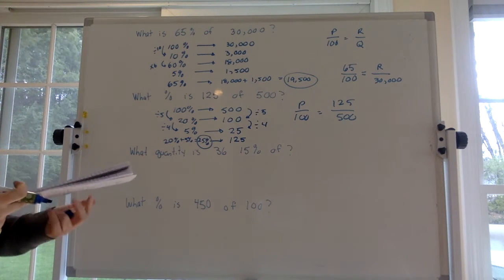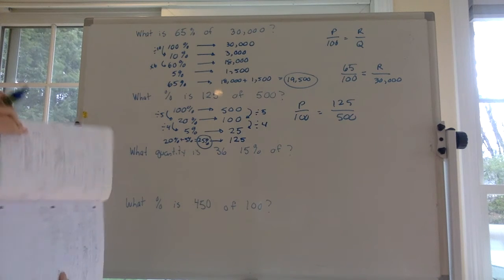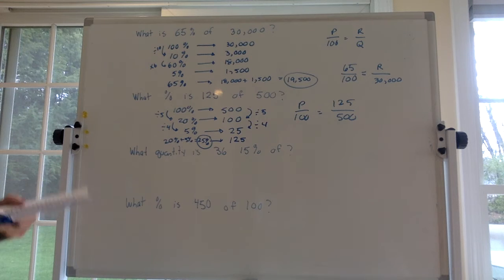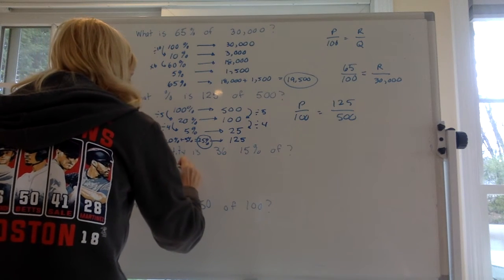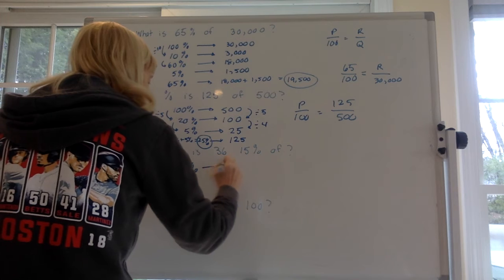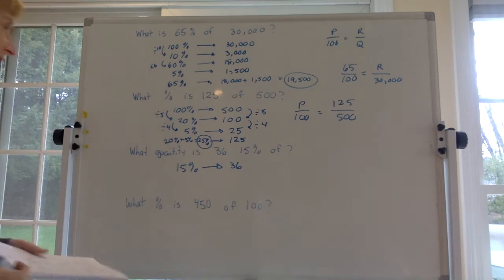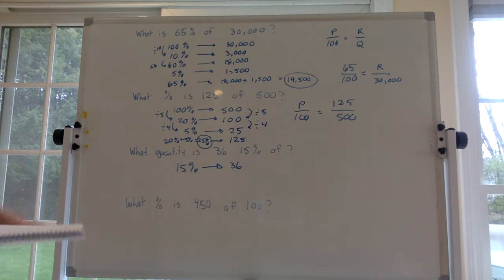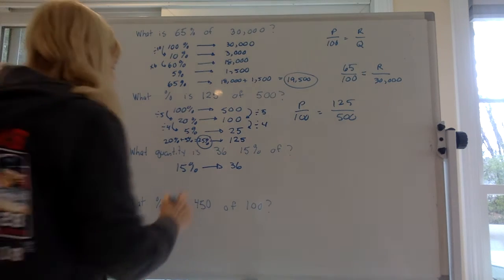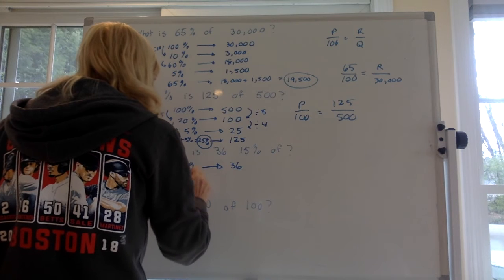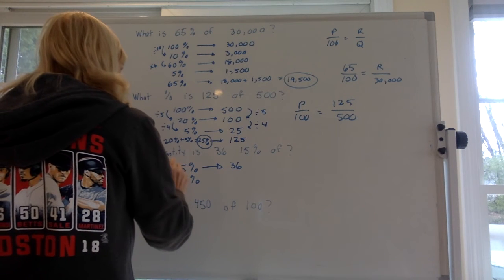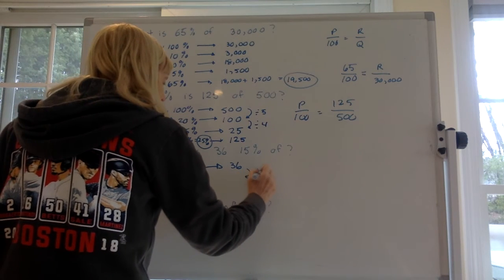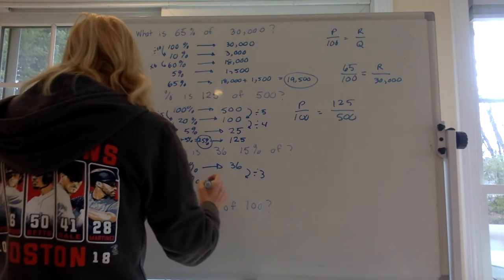Okay, how about this one? What quantity is 36 15% of? So 15% corresponds to 36. That's what that's saying, right? You want to know what's the 100%, right? So we want to get from 15% to 100%. Can we go to 5%? How do we go from 15 to 5? Divide by 3. Do the same thing there. Divide by 3. 36 divided by 3 is 12.